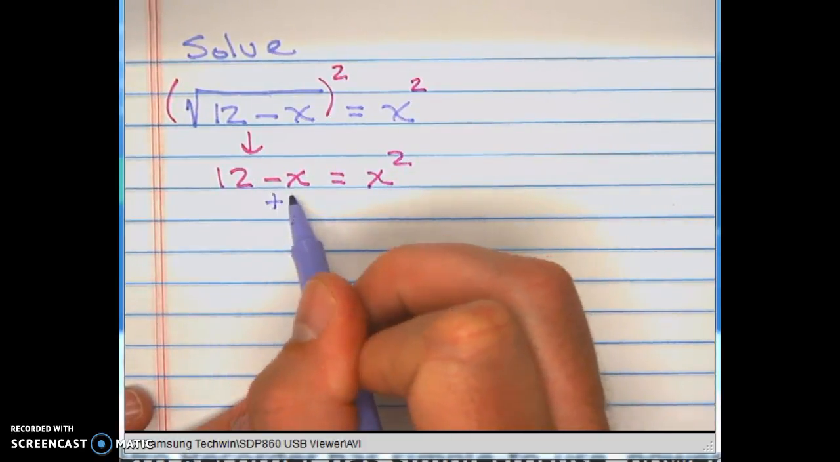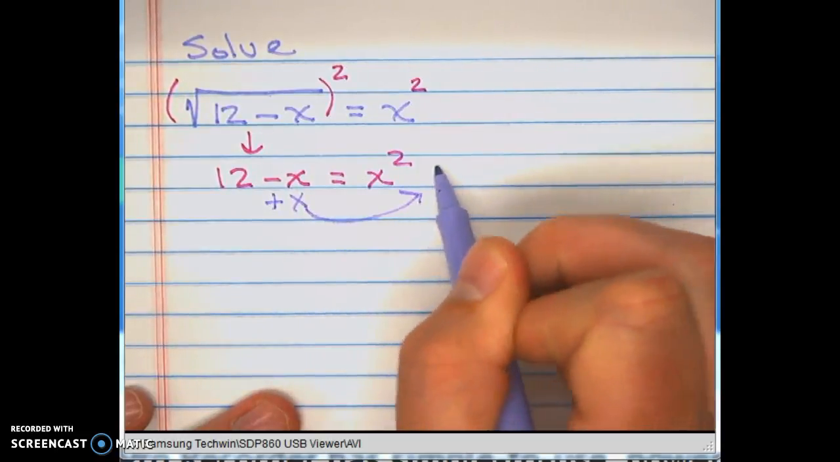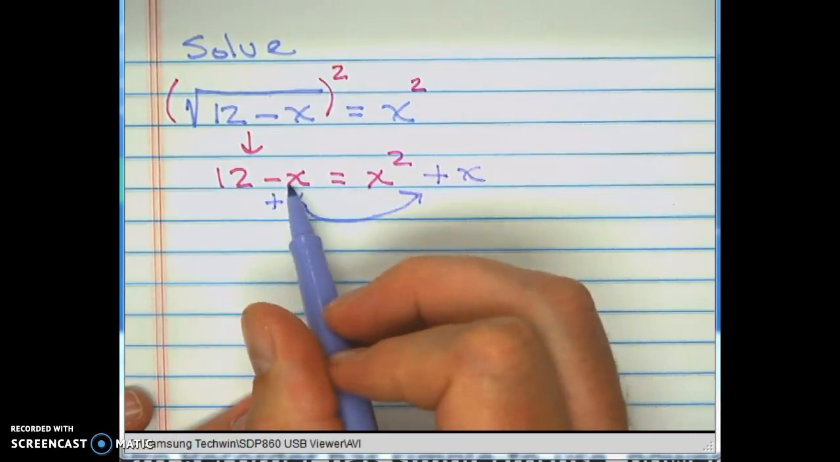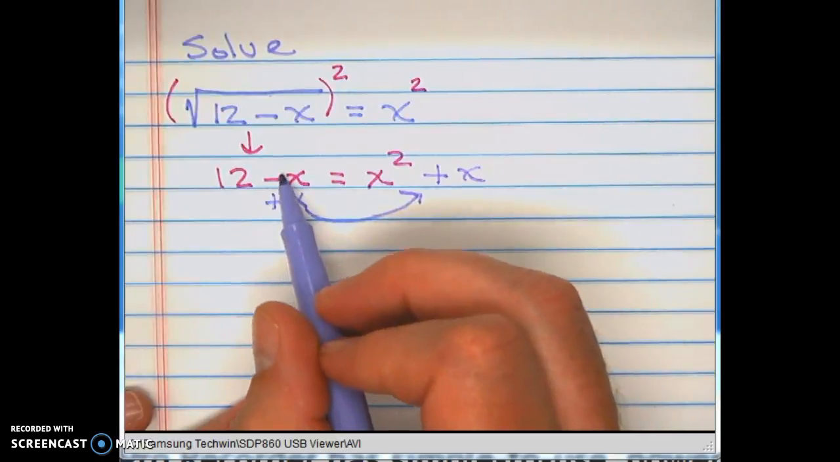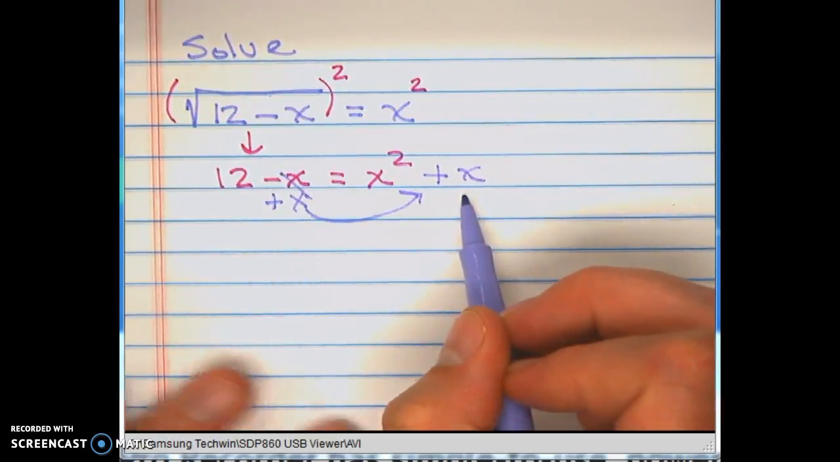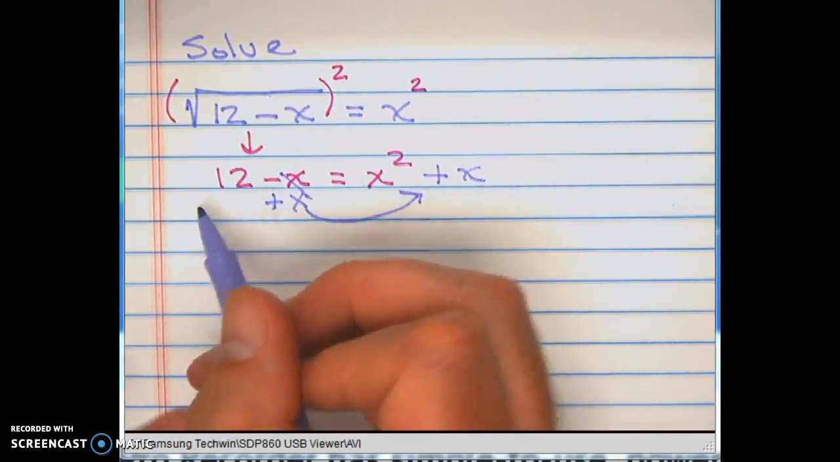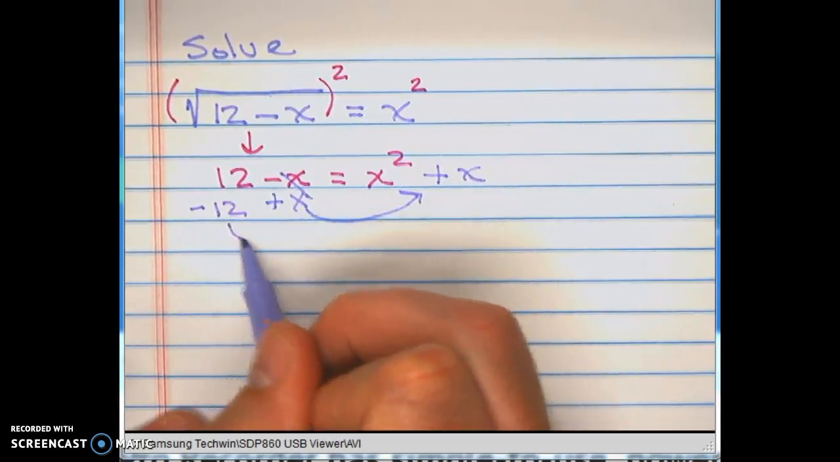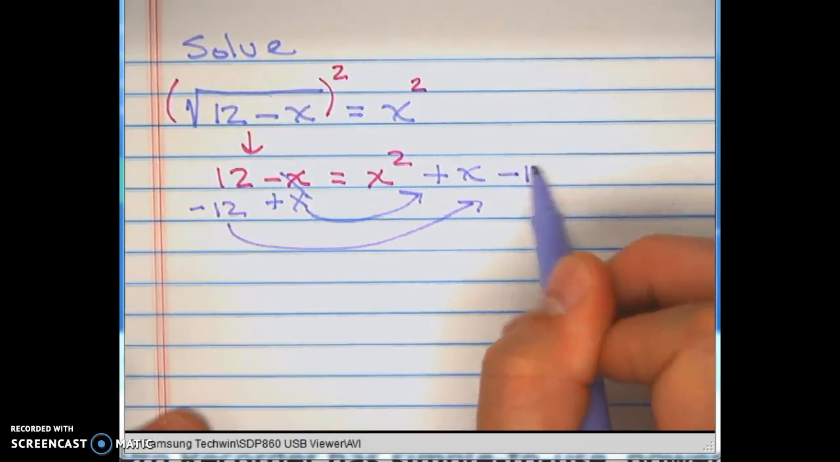this side. So to move the x to the other side, I'm going to add it, because to get rid of a subtract x, you have to add x. Whatever you do to one side, you do to the other. And to get rid of this positive 12, I'm going to subtract 12. And when I subtract 12, that just moves to the other side.